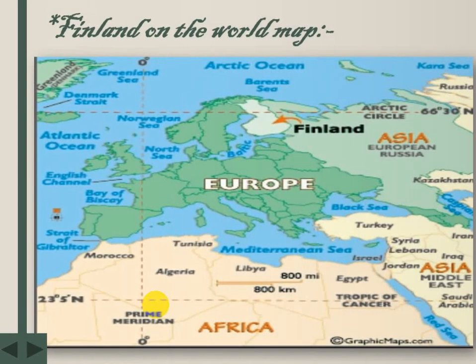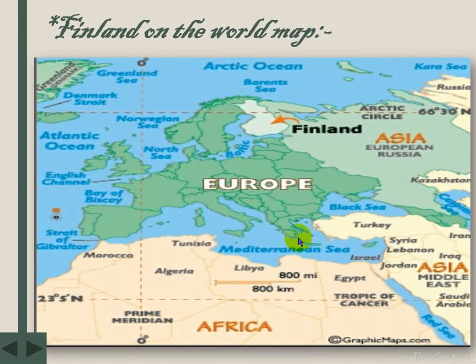Yes. The first map, Finland on the world map. Look, this is Finland on the world map. In which continent is it? Yes, it's in Europe. Is it in the south or in the north? Yes, it's in the north. Do you know what their nationality is called? Yes, it's called Finnish. Now, this is the first country, Finland.